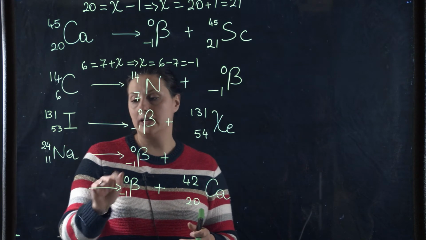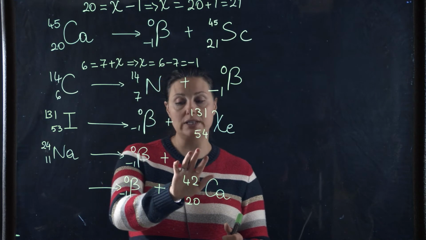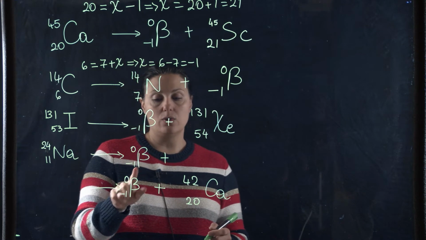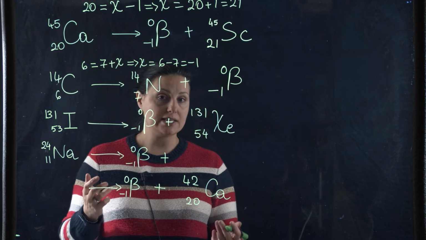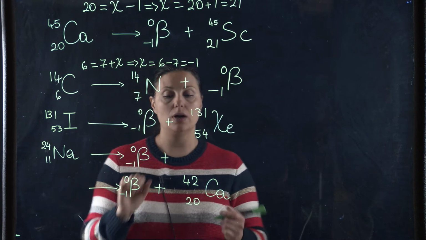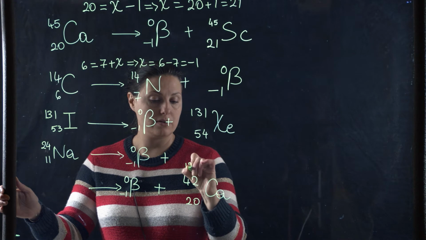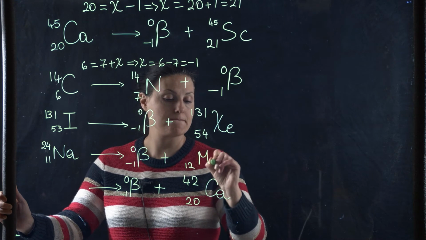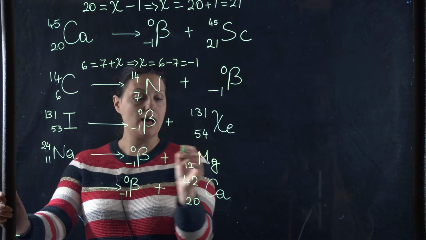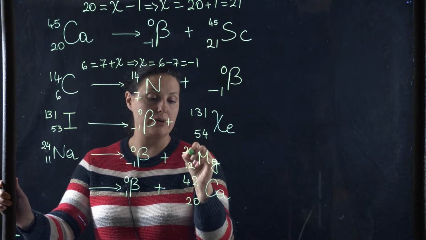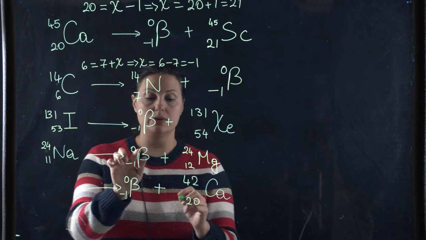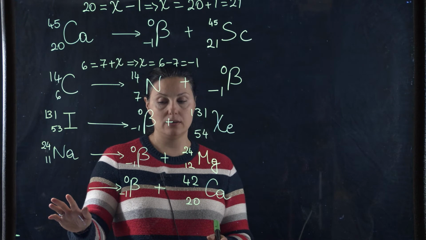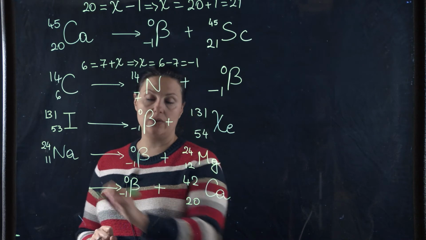Now let's look at the next two examples. Here I have to figure out what it decays to, and here I have to figure out the original element. 11 has to equal x minus 1, which ends up being x equals 11 plus 1, which makes it 12. And element 12 is magnesium. Then the top number is still going to be 24 because this is a 0. So 24 equals 0 plus x. x is 24.